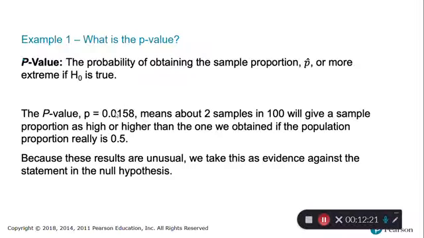We get a probability that's pretty low. So it's saying like, if we did 100 samples just like yours, there's only 2 of them that would get the same results as you. So that's pretty low. And because those results are unusual, we take this as evidence against the null hypothesis. So we're questioning if the population proportion really is 0.5 like we claimed.